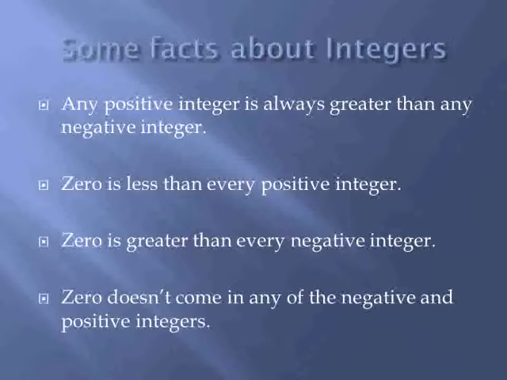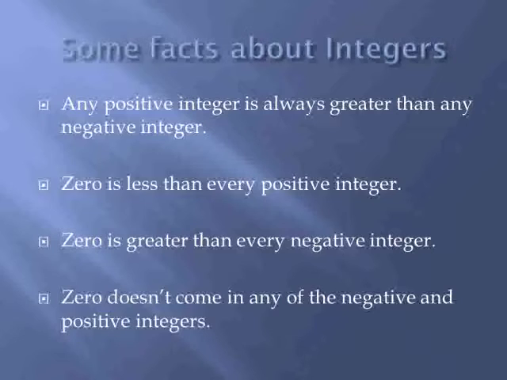Means 0 is always less than 1, 2, 3, 4, 5, 6. Now the third point is that 0 is greater than the negative integers. What are negative integers? The integers on the left-hand side of 0 are negative: -1, -2, -3 are always less than 0. Means if we say 0 and -2, which one is smaller?